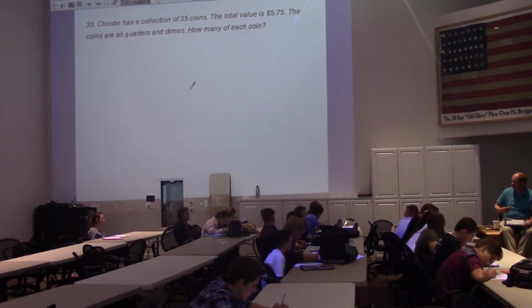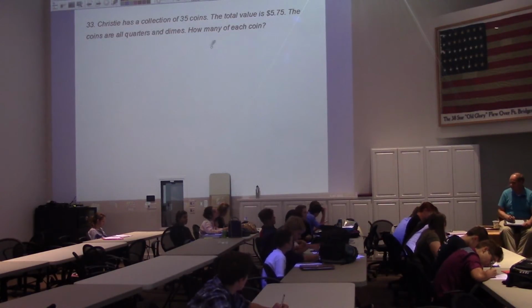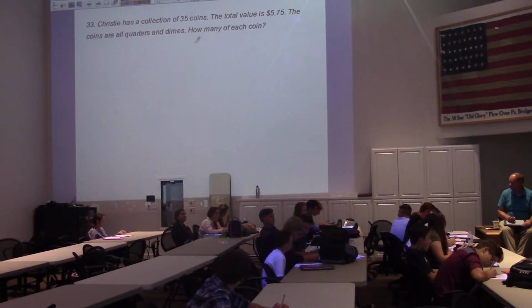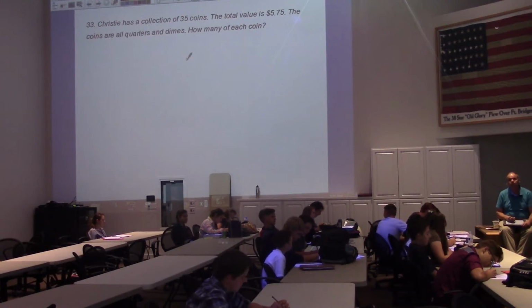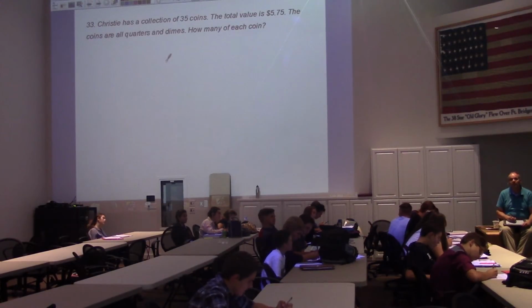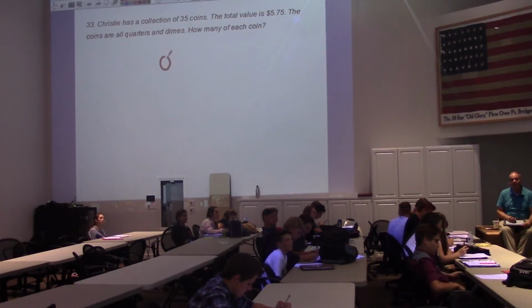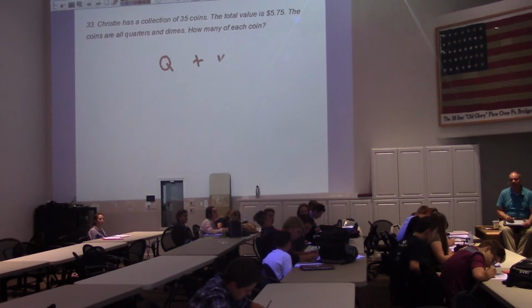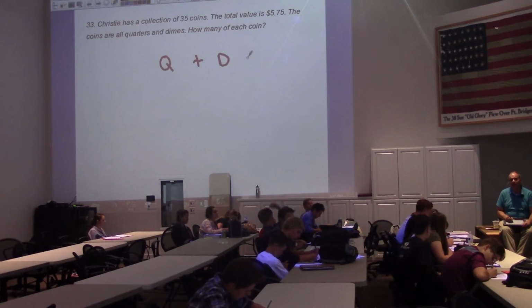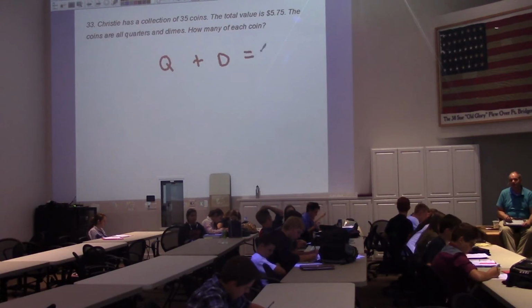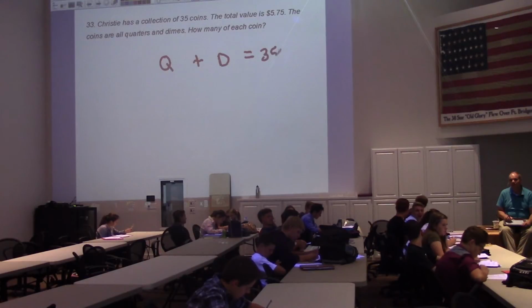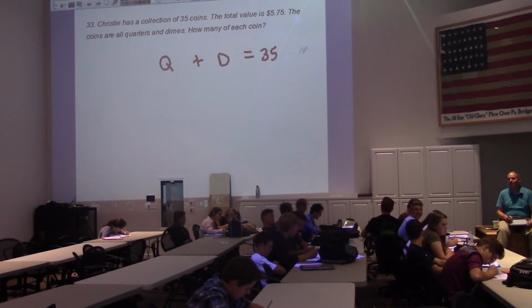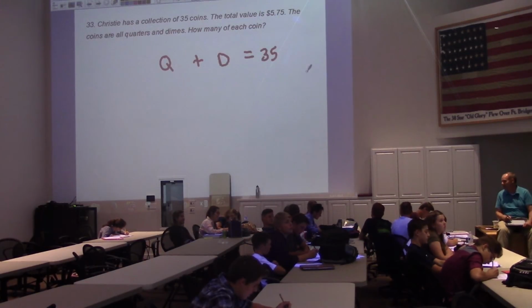Okay, Nathan, can I call you? What's the first equation going to look like? Can you shout it out? You just go Q plus D equals 35. Just tell me how many coins you have. Just write down what you have, okay?